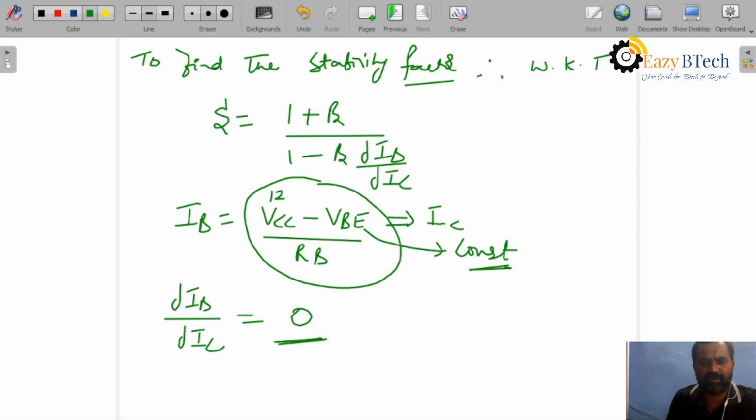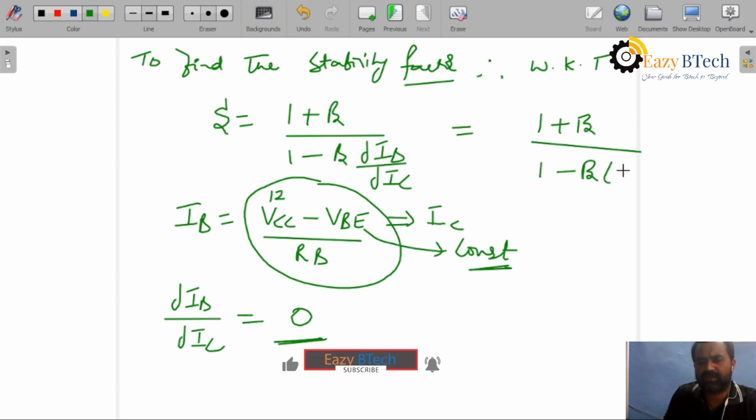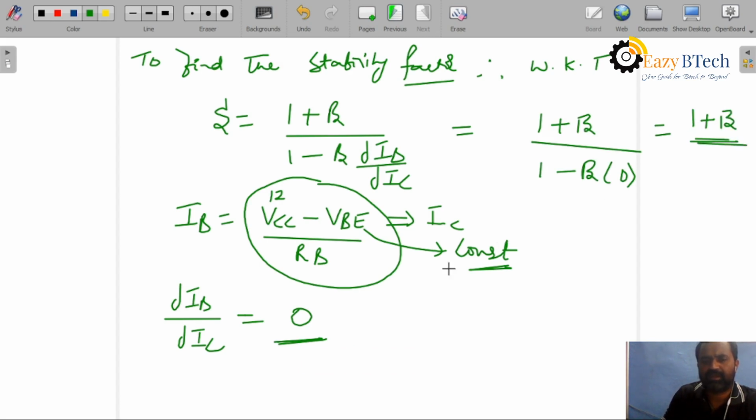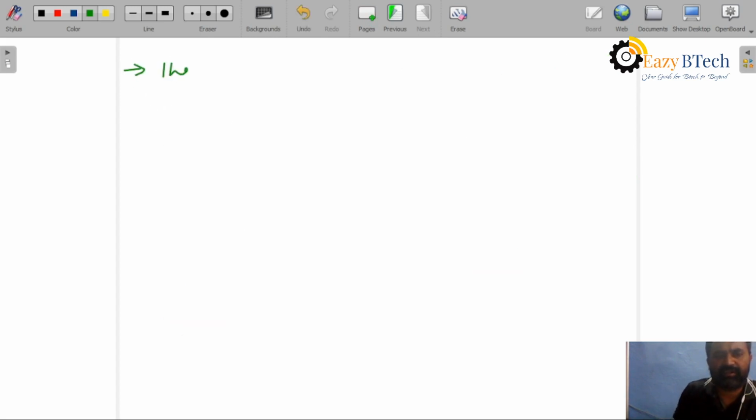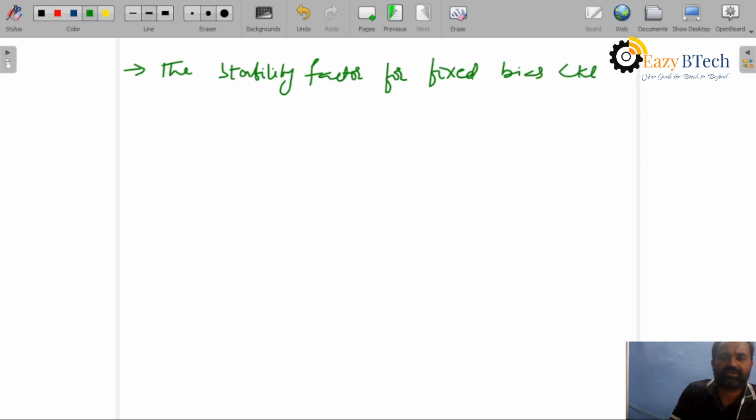dI_C by dI_B, by substituting this value 0, you will get 1 plus beta by 1 minus beta into 0, that is we can write 1 plus beta. Okay, the stability factor for a fixed bias circuit is 1 plus beta.